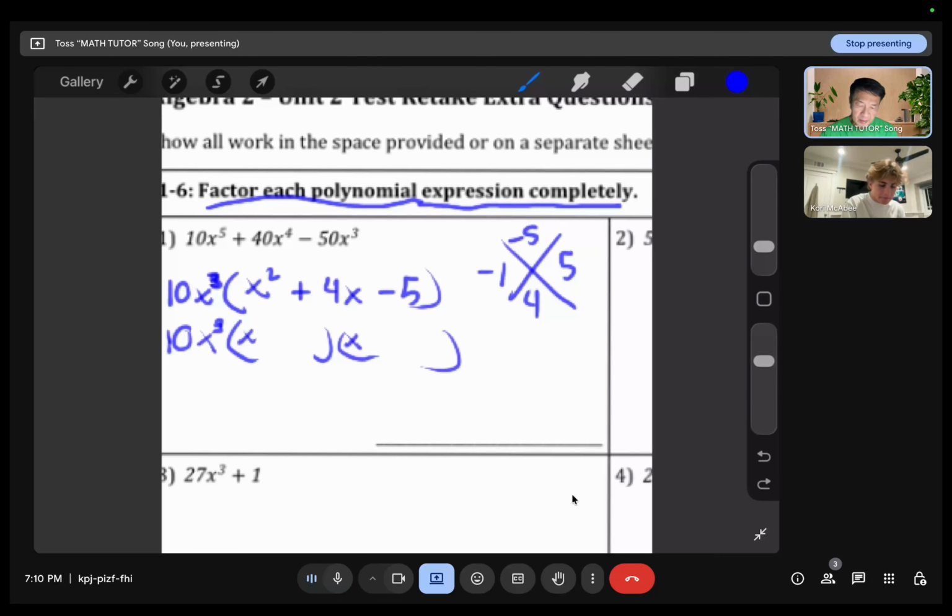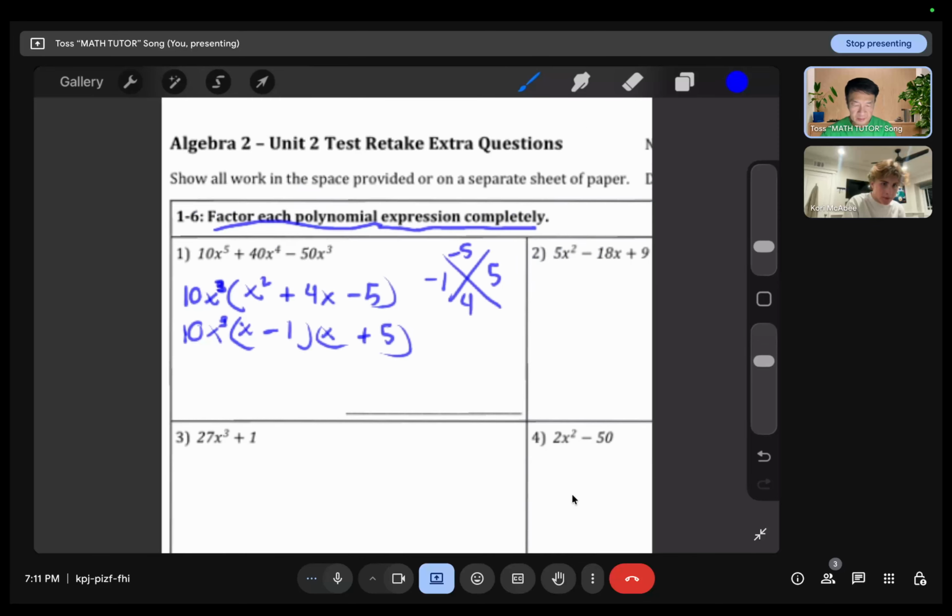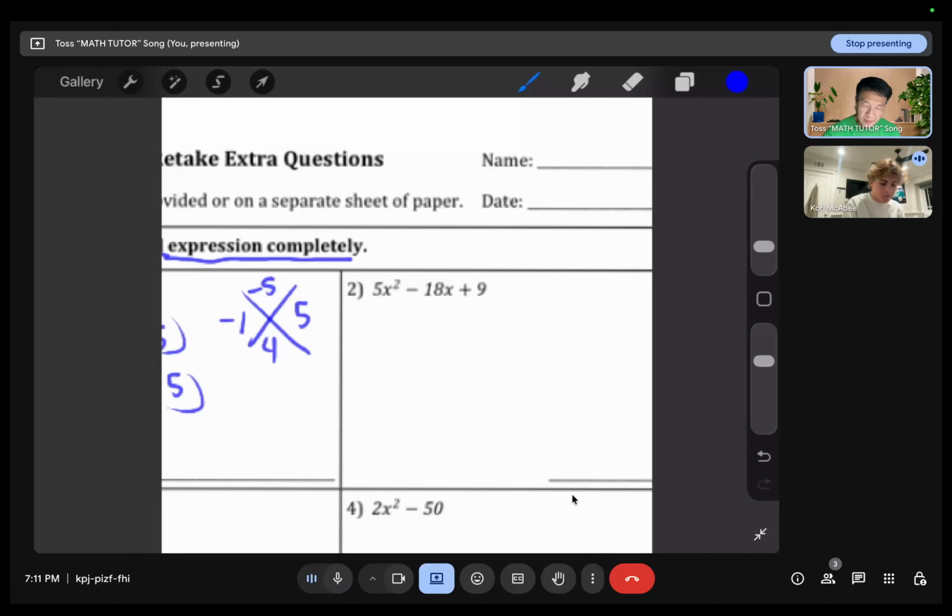And then you can write them out like, it doesn't matter, -1 here plus 5 there, and that's it. Yeah. And then you can check them if you want, like to FOIL it. You can probably mentally do that. Okay, good. Same with this one.